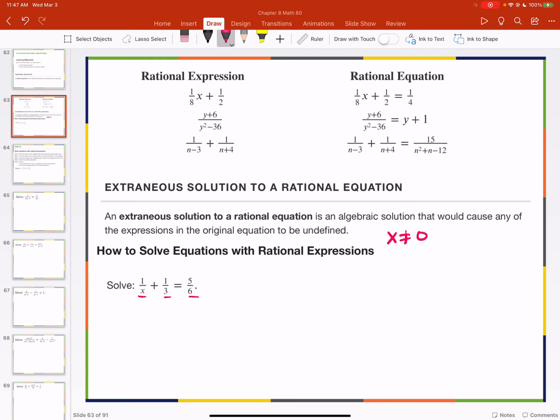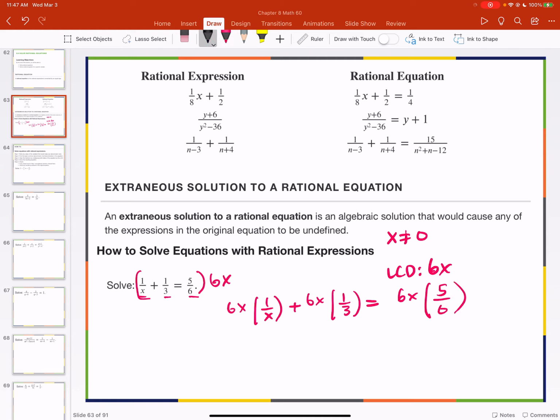So the trick here is I'm going to show you. First thing, we're going to find the LCD like we did before. So here's 6x. Now the second step is to multiply everything by that LCD. So that means 6x times 1 over x plus 6x times 1/3, and that's going to equal 6x times 5 over 6. Now notice, because we multiply by the LCD, this will reduce. Everything's going to clear out the fractions. Basically, the fractions will be cleared.